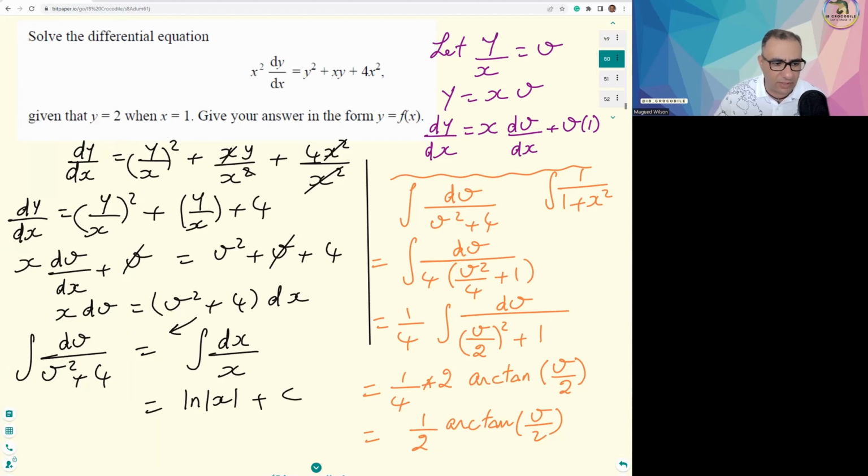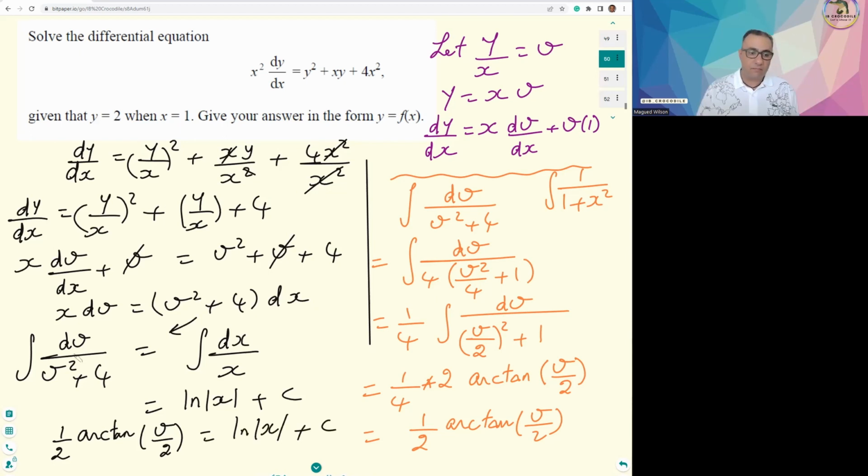So the integration of the left-hand side is going to be 1/2 arctan of v on 2, equal to ln absolute value of x plus c. Okay. Then remember, we started with x and y, so I have to always come back to x and y. Now we have v, so here I have to replace v by its substitution as y over x, right?